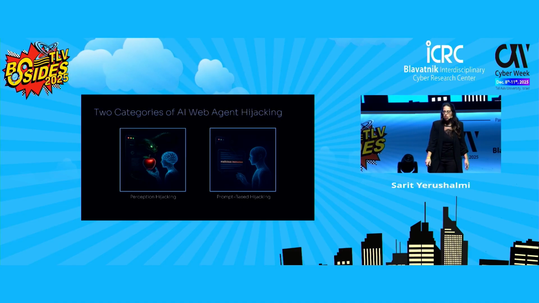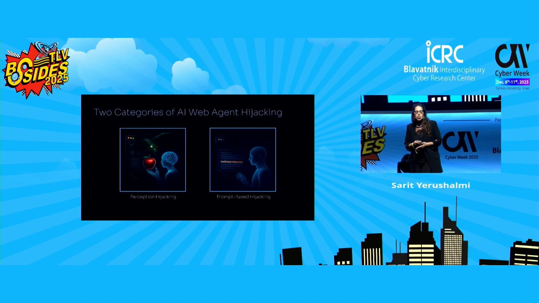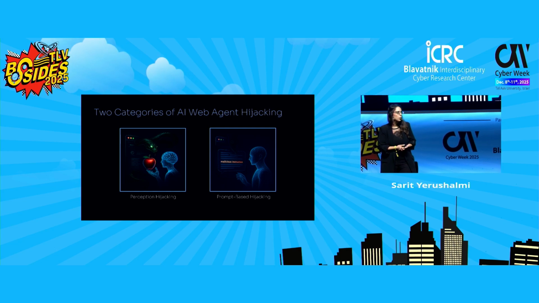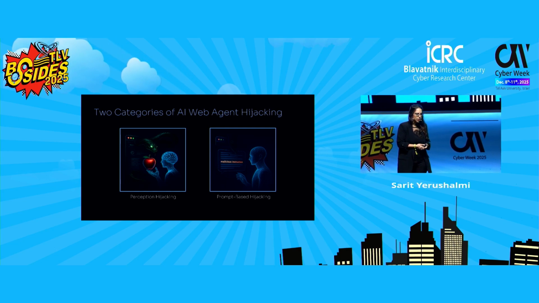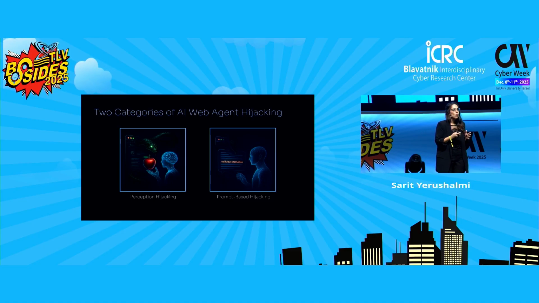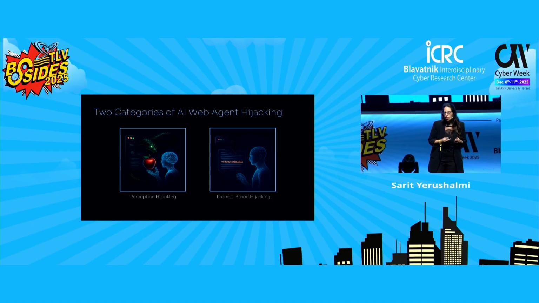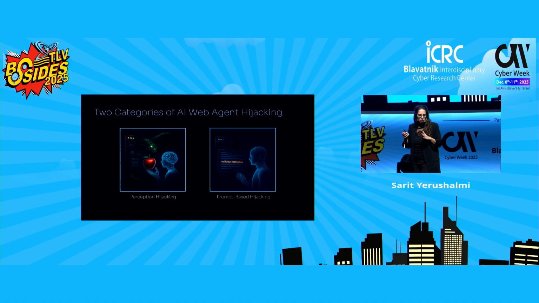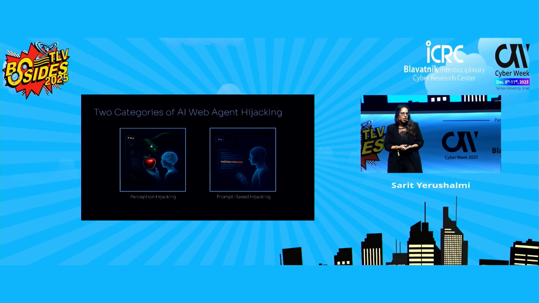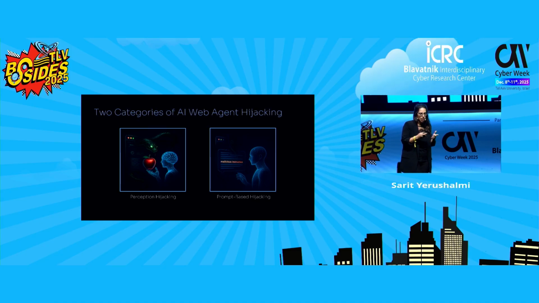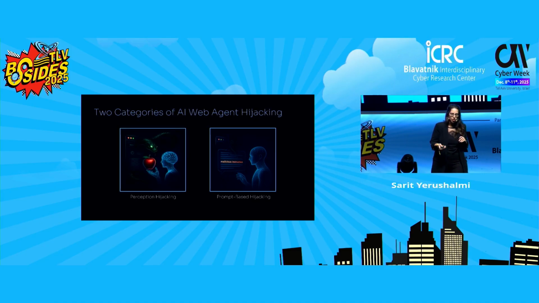Okay, so let's talk about the two main ways that we can hijack agents. The first one is perception hijacking, and this targets what the agent sees. And we have prompt-based hijacking, which targets what the agent thinks. I would like to start with perception hijacking.